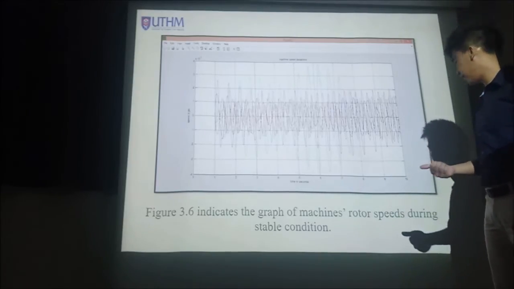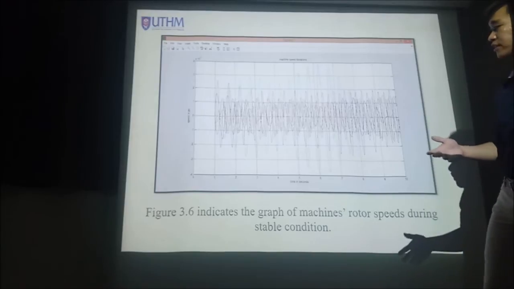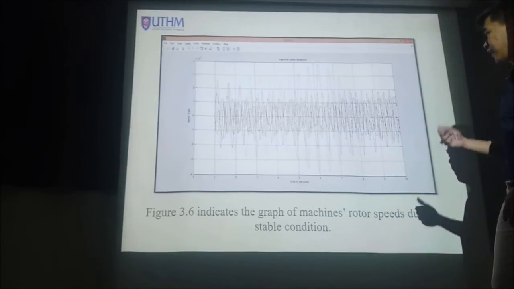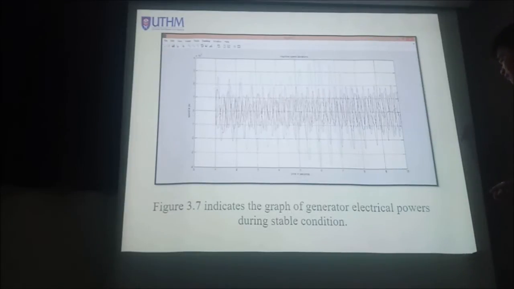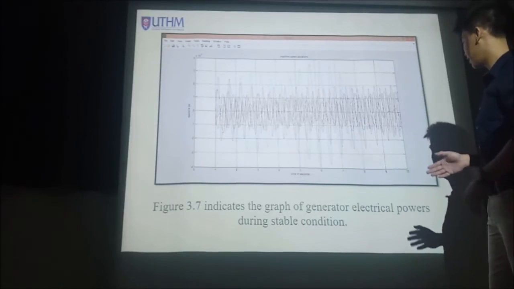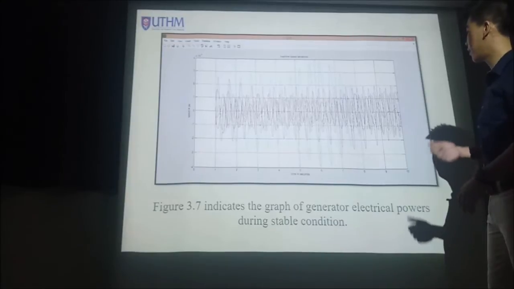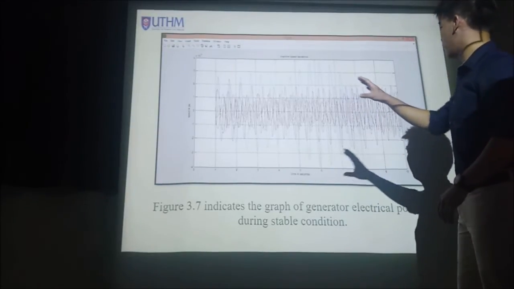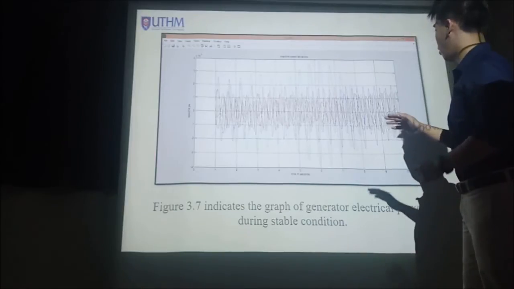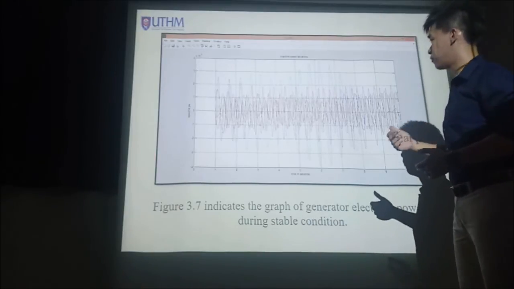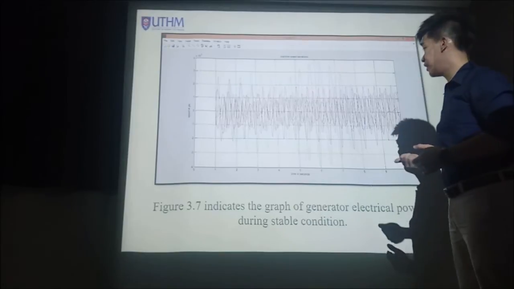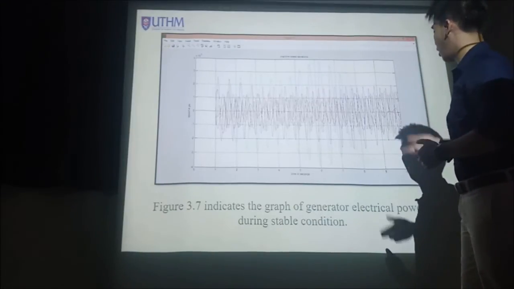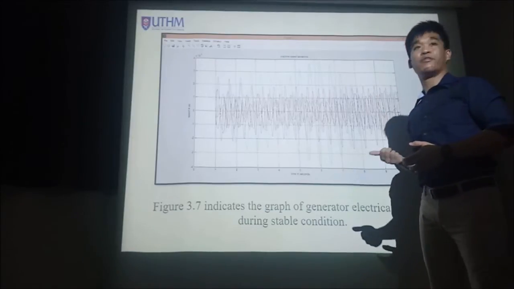So this is basically the speed during the stable conditions. And let's move on to the next graph. So basically, this is the generated electrical power during the stable conditions. As you can see from the graph as well, the slope is almost at the same constant, so there is no overshoot or anything in the graph. So it can be concluded that this graph operates in normal conditions.